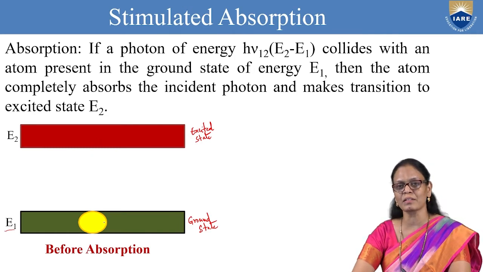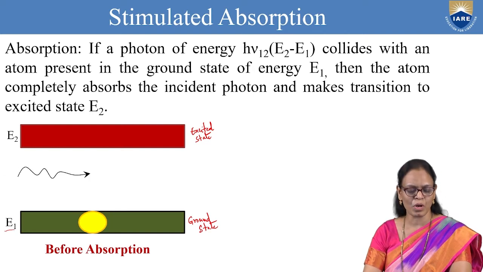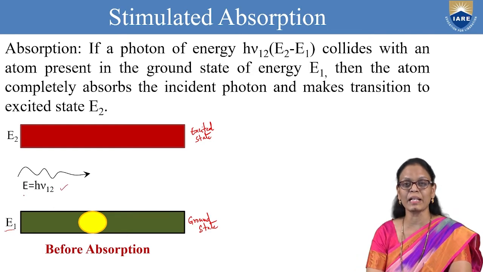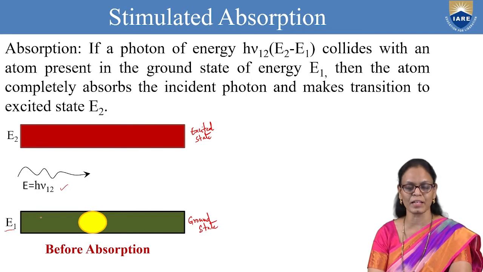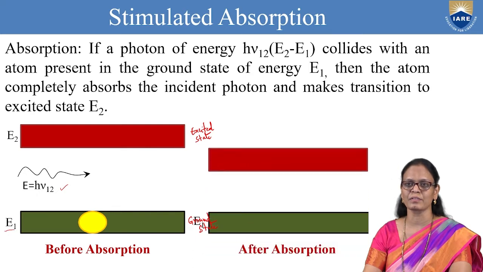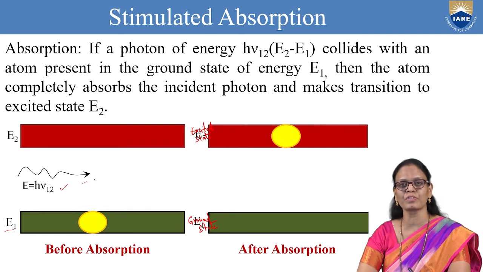Now, if this atom has to make a transition to the excited state, we need to supply energy. So, how do we supply energy? We supply it in the form of a photon given by E equal to h nu 12, which represents the minimum energy, equal to the difference in the energy levels E2 minus E1, that has to be supplied. Only then can this atom make a transition to the excited state. So the atom now goes to the excited state with the help of this photon.